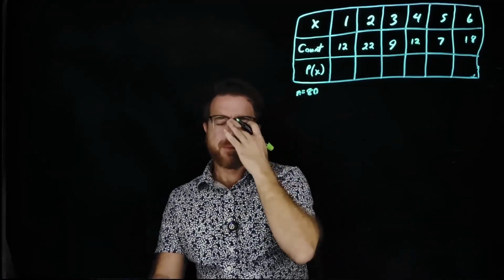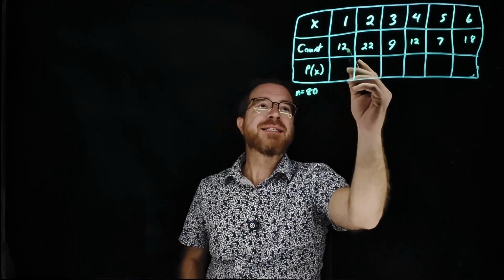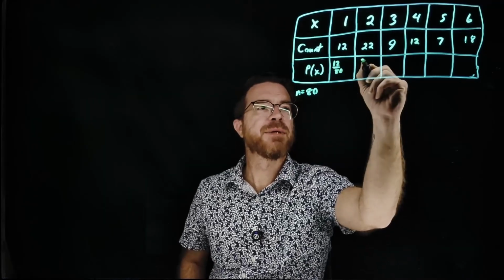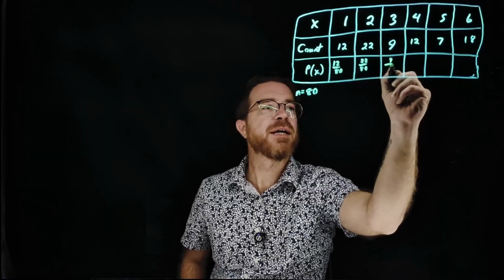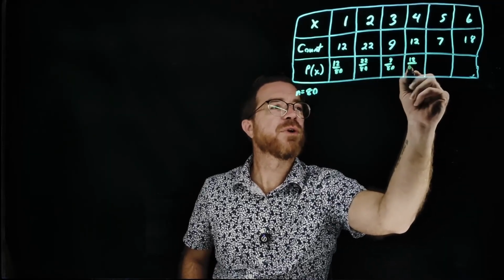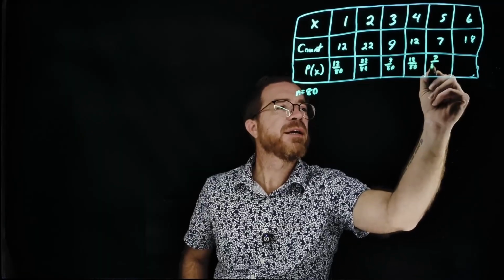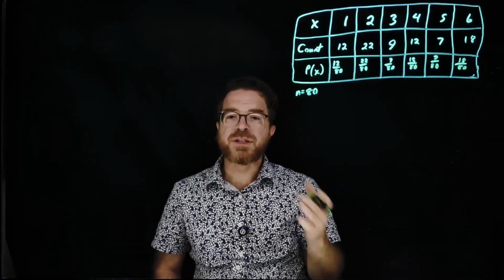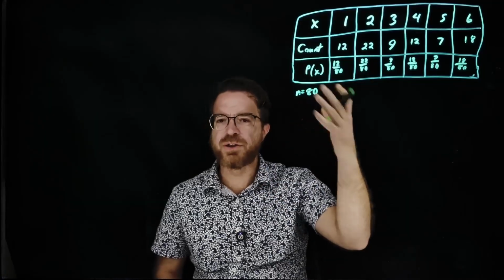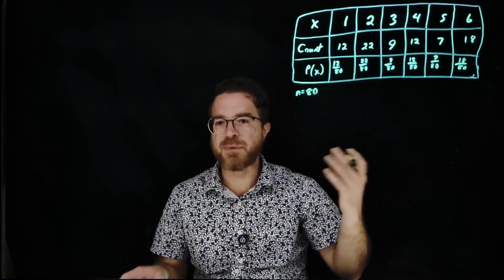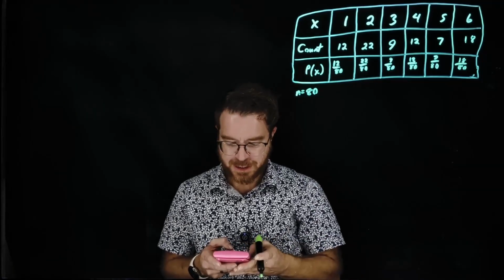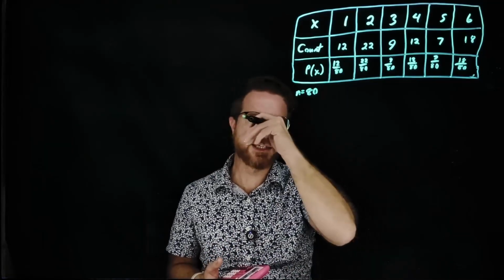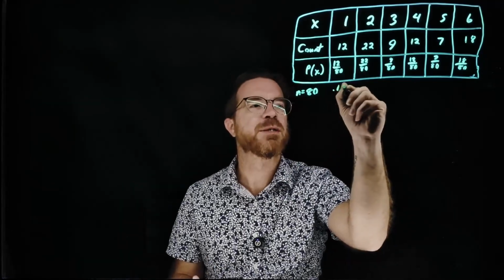And now I need to figure out the probability of each of these outcomes. I've got 12 out of my total 80, so this is 12 over 80. This is going to be 22 over 80, this is 9 over 80, this is 12 over 80, this is 7 over 80, and this is 18 over 80. Now, when doing these calculations, a lot of times people like to round these into decimal values. That's perfectly fine. For example, 12 divided by 80 gives a value of 0.15. So I'm going to write these below in case anybody wants to follow along and do the calculations using decimals. So this is 0.15.